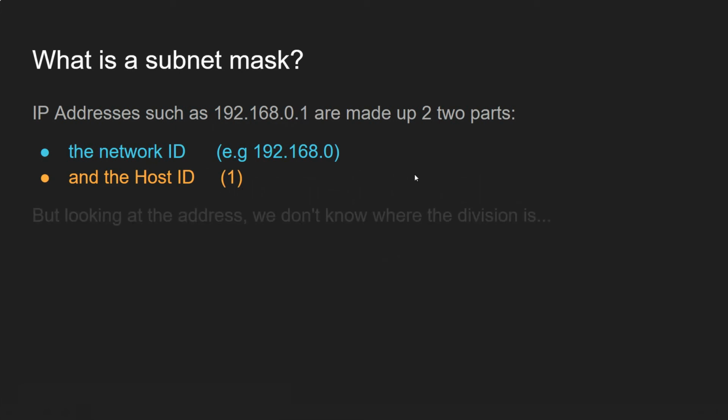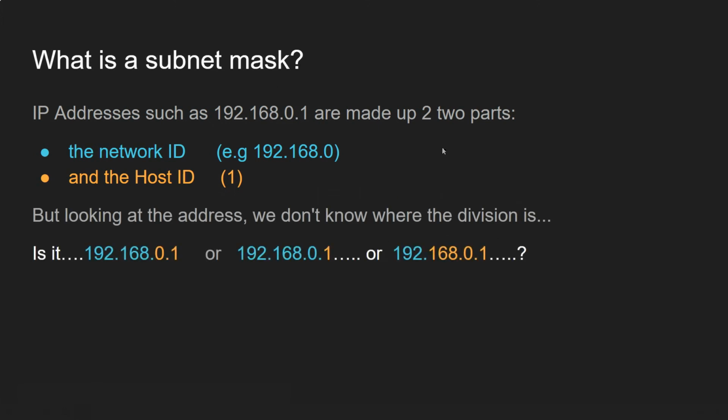Which is fine, which is good, but we've got a bit of a problem in that we don't always know where exactly, out of all of here, the host ID actually starts and where the network ID ends. Because if you think about it, we could have maybe the first two numbers are the network ID and the last two are the host ID. Or is it the first three numbers and just the last one is the host ID? Or is it just the first one and the last three are all the host ID? Well, we don't actually know just looking at the address itself, which is what a subnet mask is.